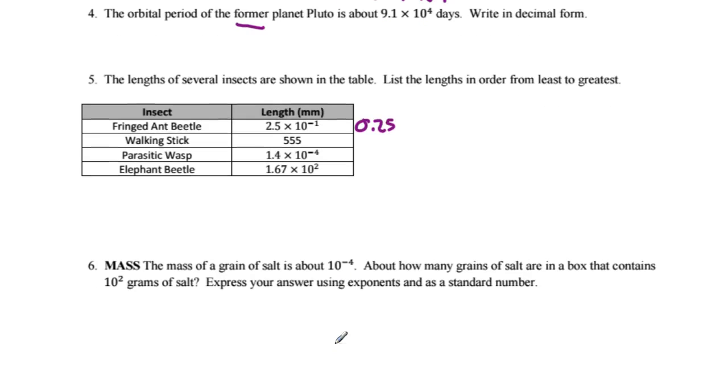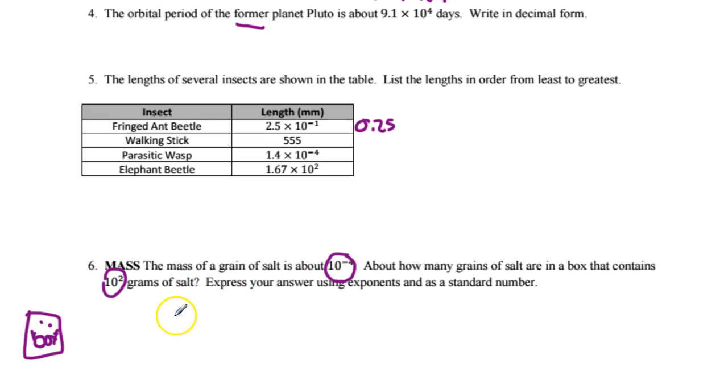This one down here, mass. This is a science question. The mass of a grain of salt is about 10 to the negative 4. All right. About how many grains of salt are in a box that contains 10 to the second power grams of salt? Express your answer using exponents and as a standard number. So you got a box of salt, right? That's a box. And you got salt in it. How many grains of salt will fit in there?